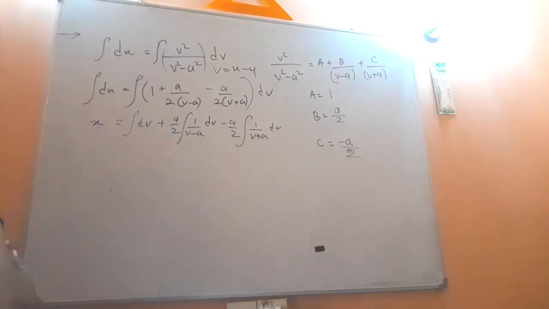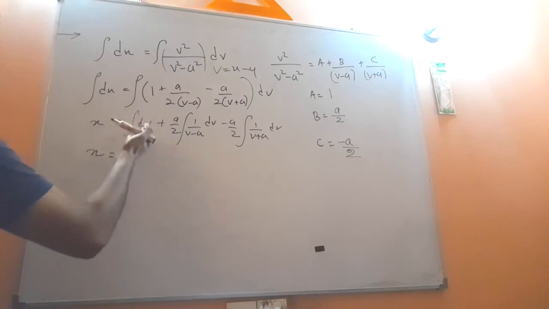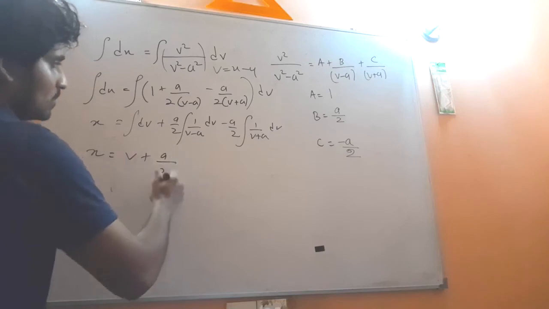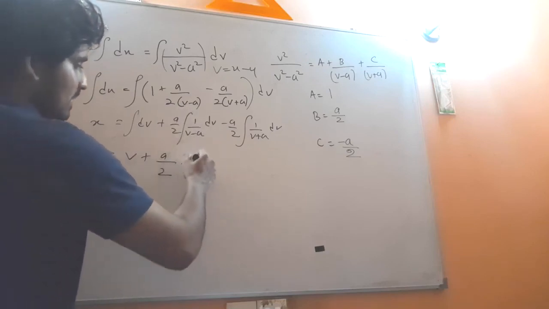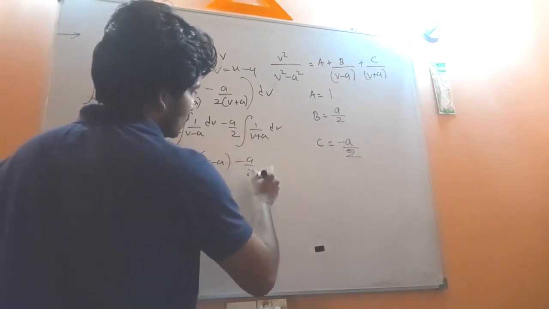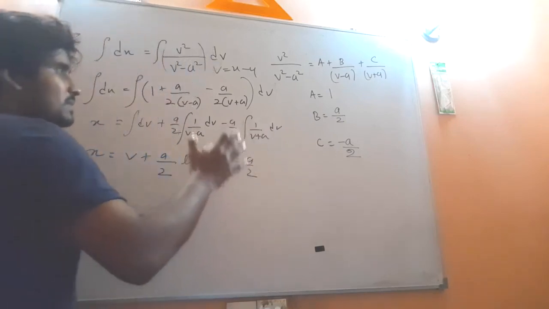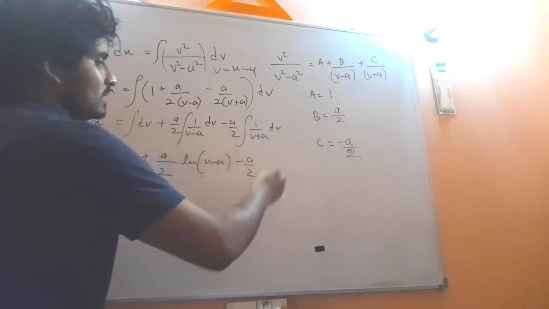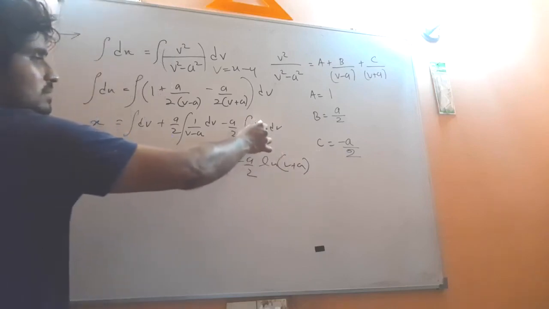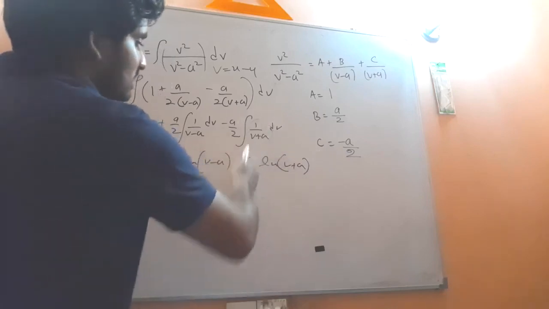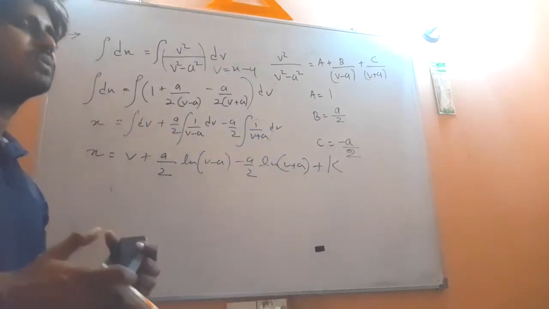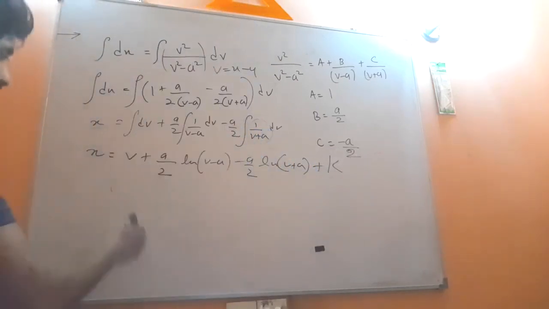So then x equals, what is the integral dv? That is v plus a divided by 2 integral of 1 over v minus a means ln v minus a, right? Answer for this minus a by 2 integral of this thing. That means after differentiating what sort of a thing you are getting this. If you differentiate ln v plus a, you are getting this one, right? So that is the answer for this integral. Plus the arbitrary constant k. K is some sort of constant. So let's call it arbitrary constant.